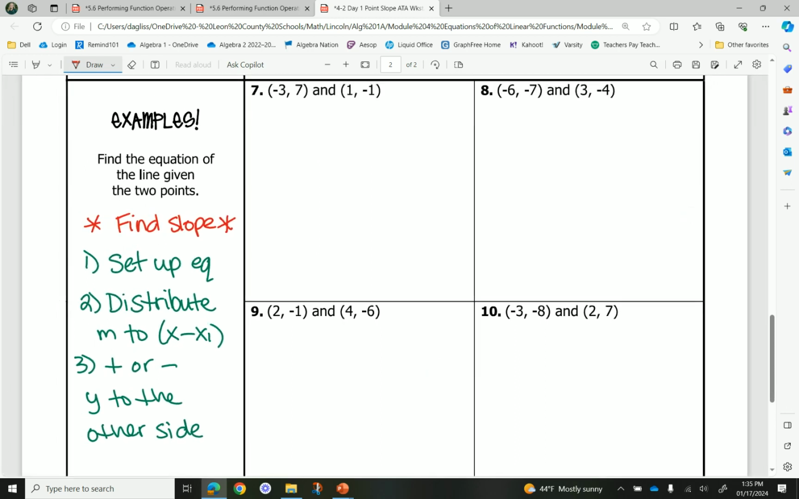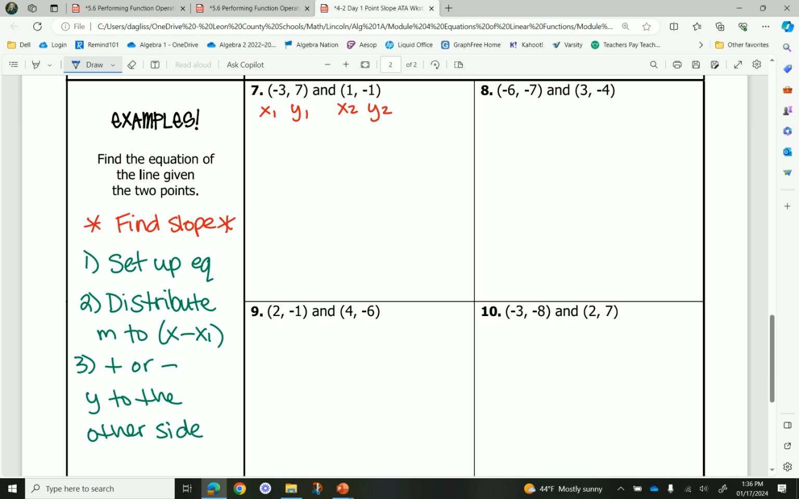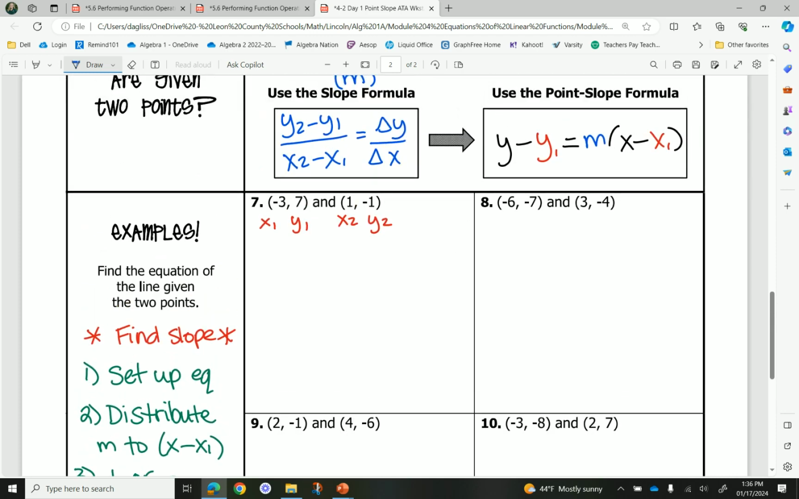So our first example, number 7, we have -3, 7, and we have 1, -1. Okay, they've given me 2 points. This is x1, y1. This is x2, y2. We need to find my slope first. If I use the equation, y2 minus y1. So y2 is -1, minus y1, which is 7, over x2 minus -3.